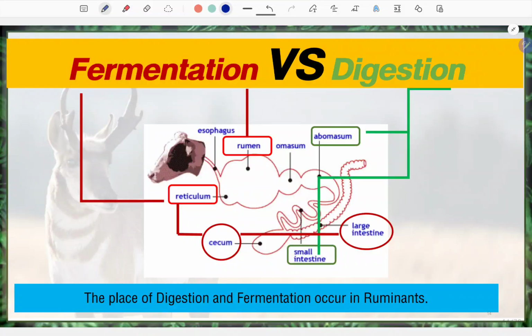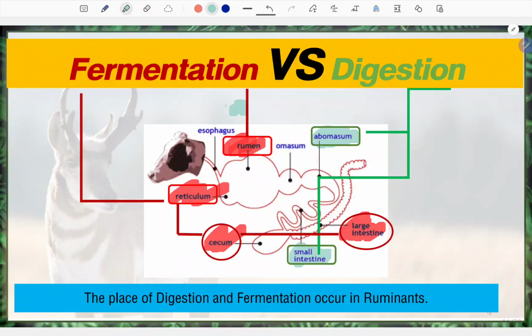In the rumen, reticulum, cecum and large intestine, these are the parts that have the fermentation process. So which parts take place in the digestion process? The abomasum and small intestine.